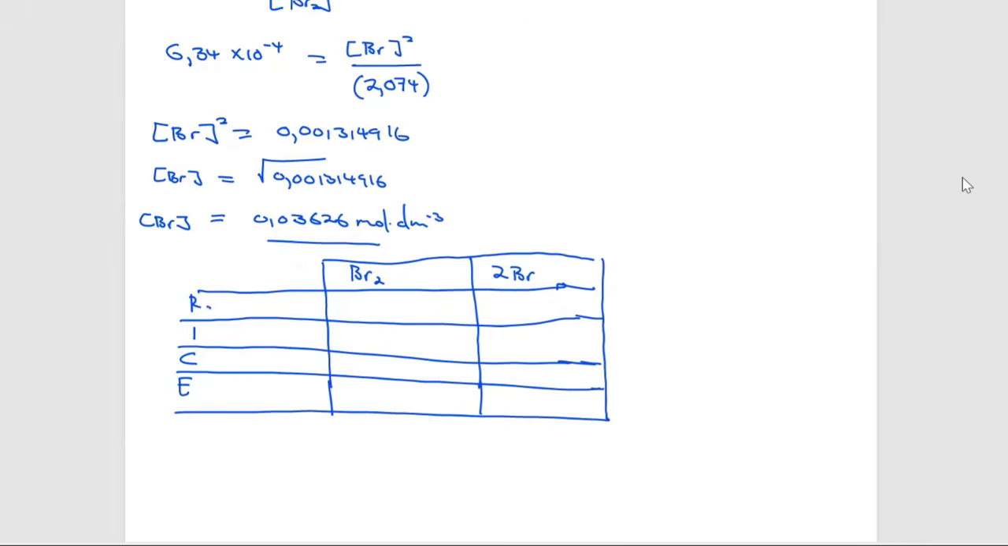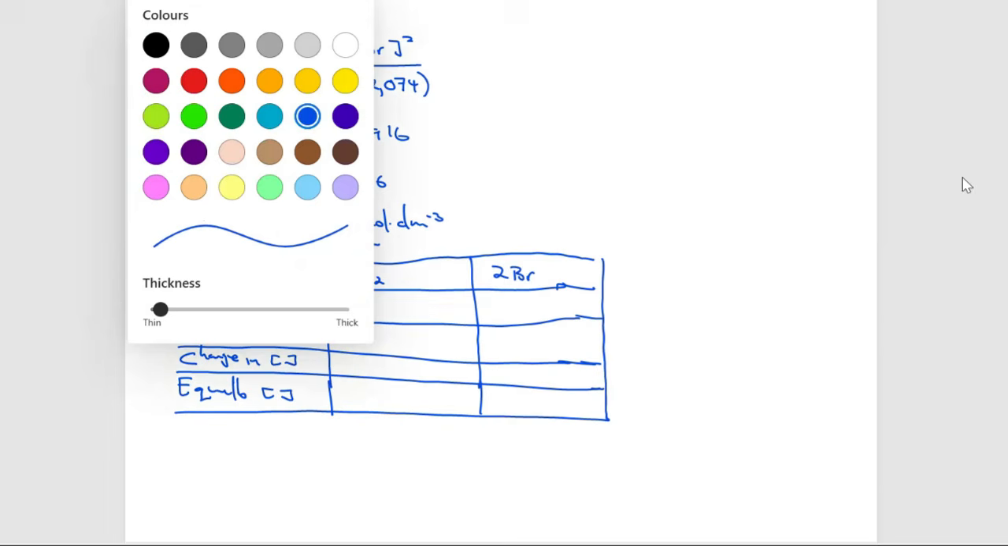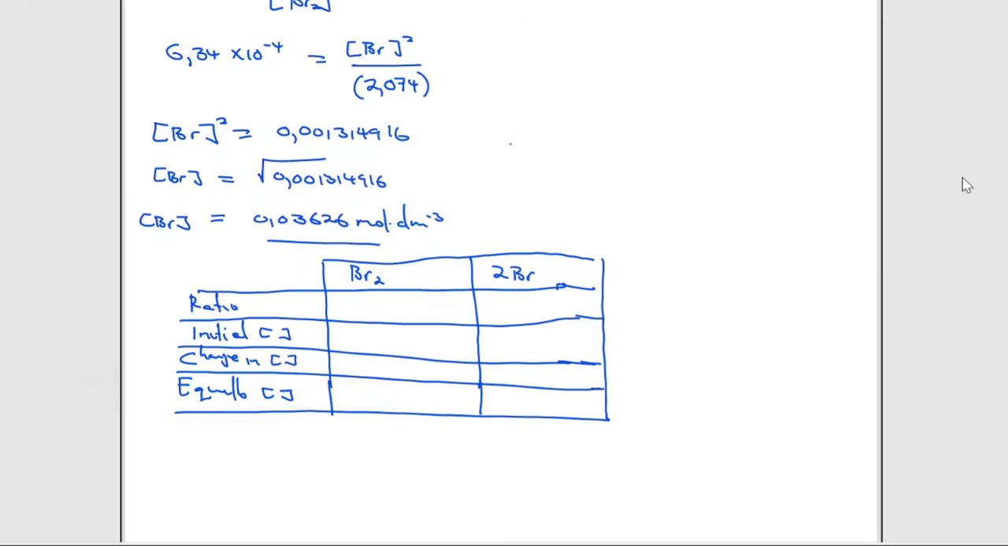I'm going to start with the ratio. Then I'm going to say initial concentration, with square brackets to represent concentration. Then here I'm going to say change in concentration. Then here I'm going to say equilibrium concentration. Now I will use a different color to populate the information there.